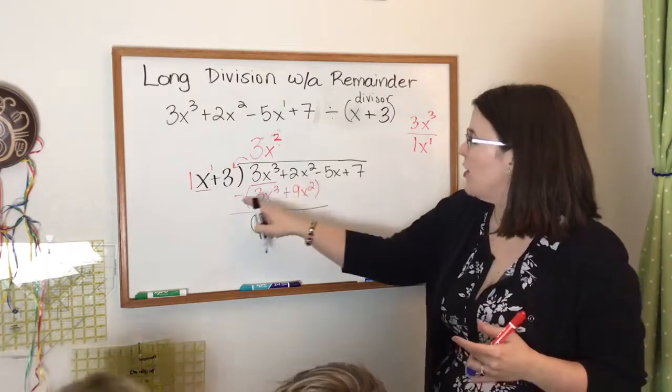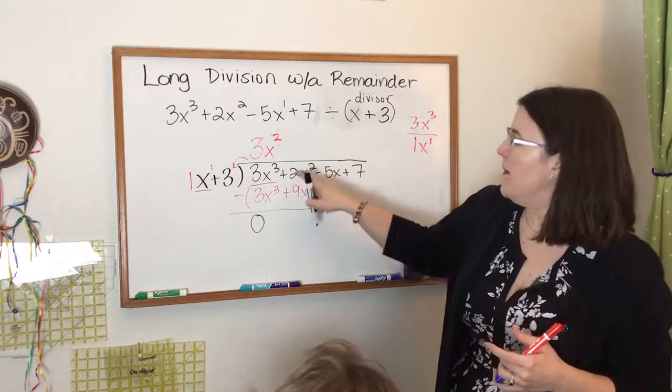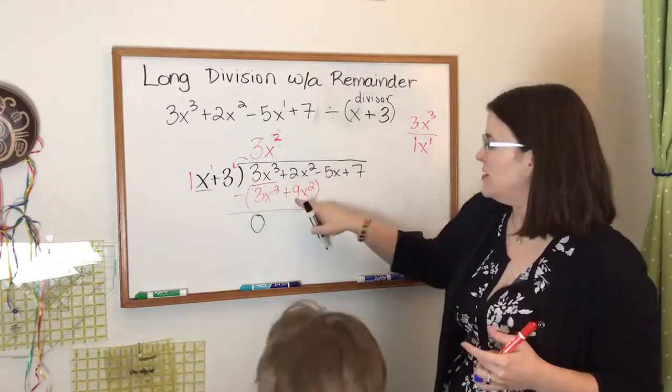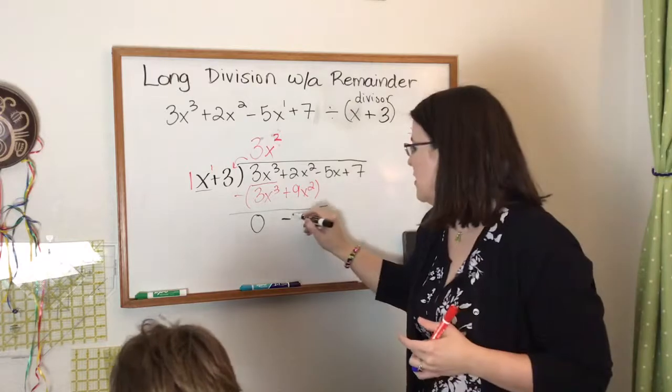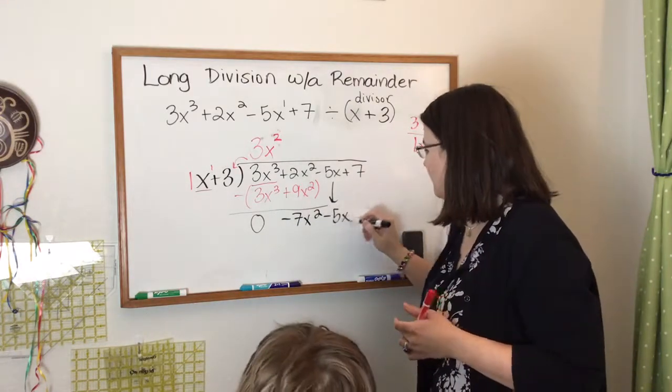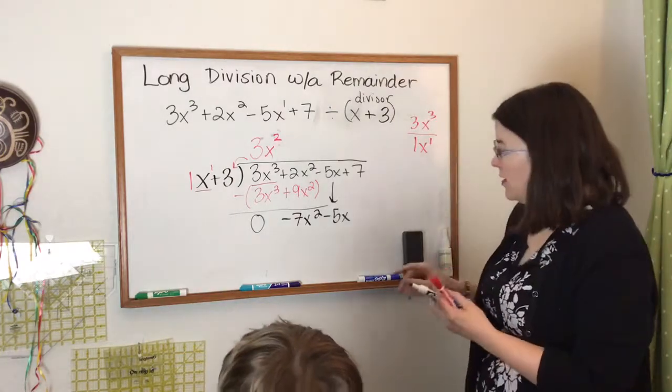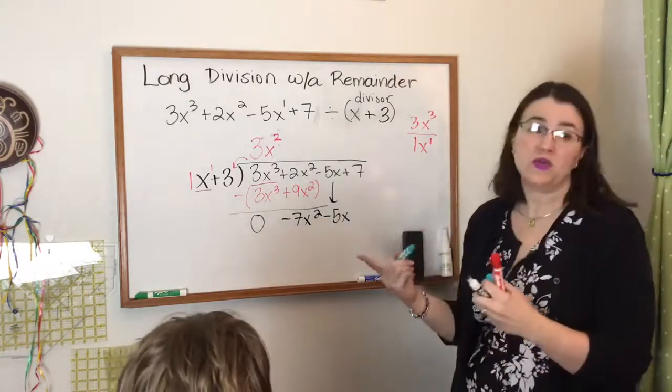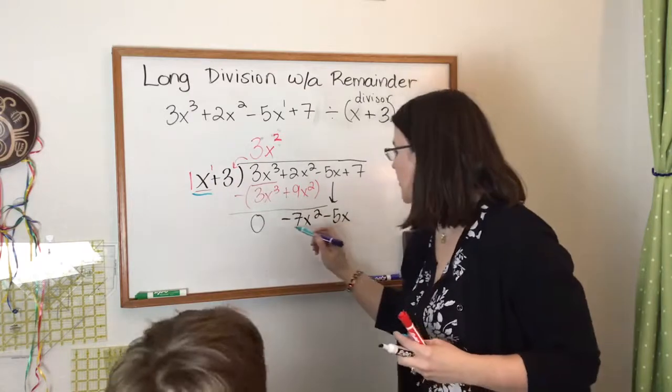Now I have 2x squared minus positive 9x squared. That minus, that's negative here, makes this a minus. So 2 minus 9 is negative 7x squared. And then I drop my next term. Okay, now I go back to what I did previously, which is first term and first term.